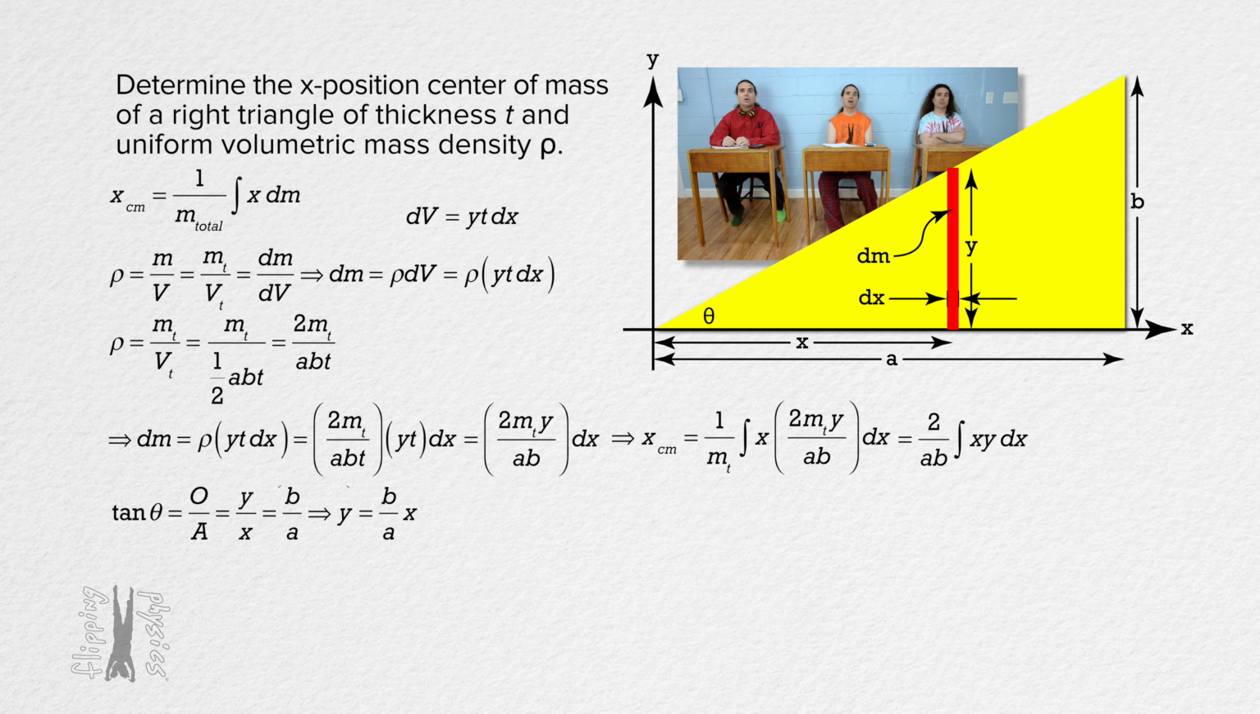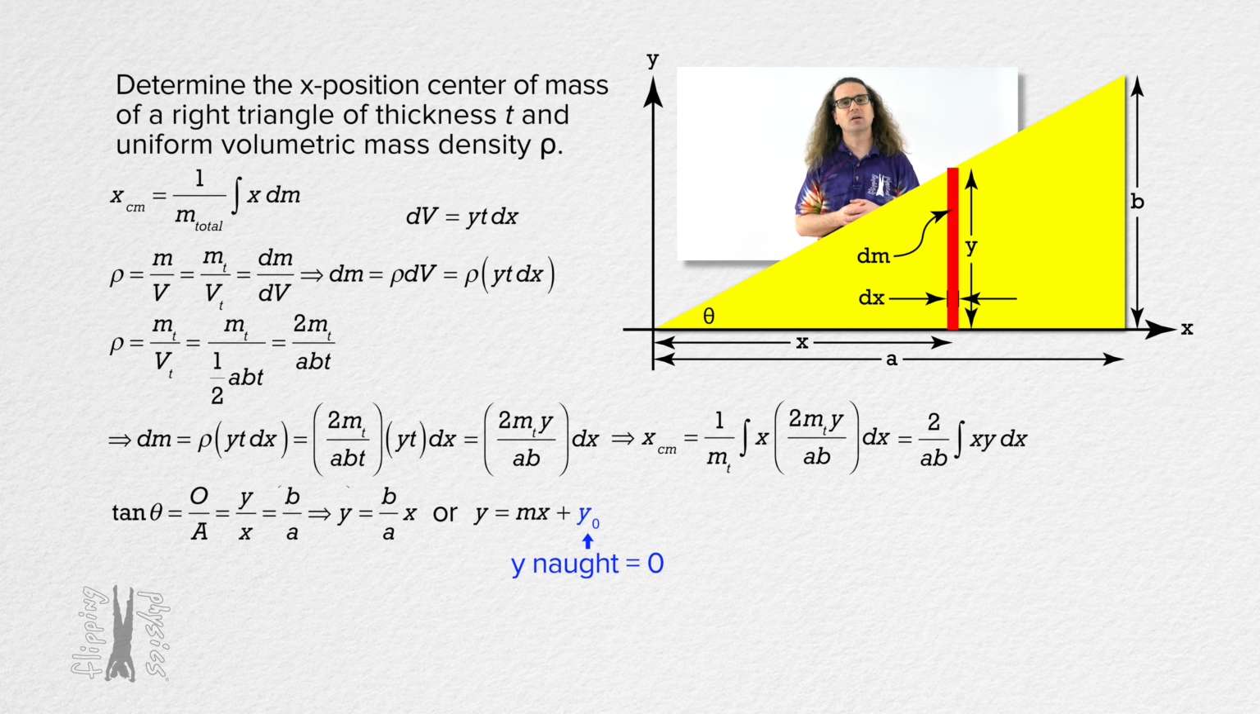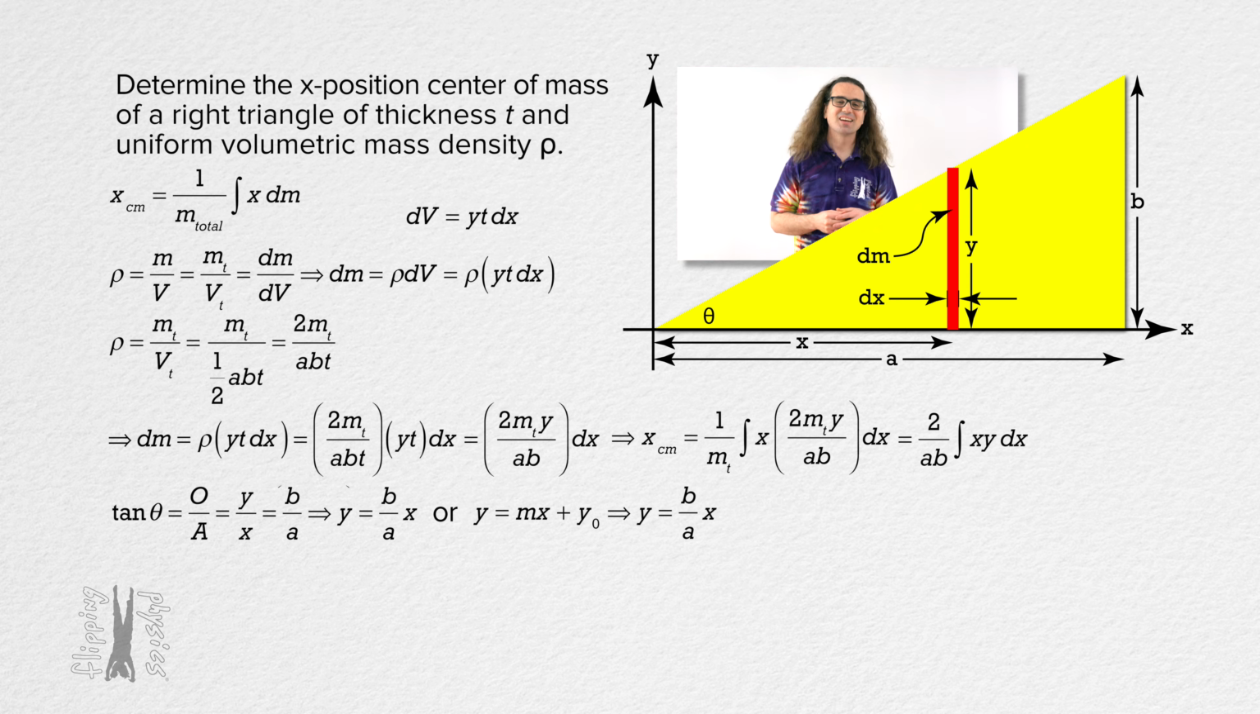Actually, we could just use the slope-intercept form of a line, y equals mx plus b. Using the letter b for y-intercept and the height of the triangle is pretty confusing. Okay, y equals slope times x plus y naught. Why not? Oh, why not? As in y initial, which equals 0. Yeah. Right. And slope equals the rise over run, or b over a, so we get the same relationship between y and x. Y equals b over a times x.